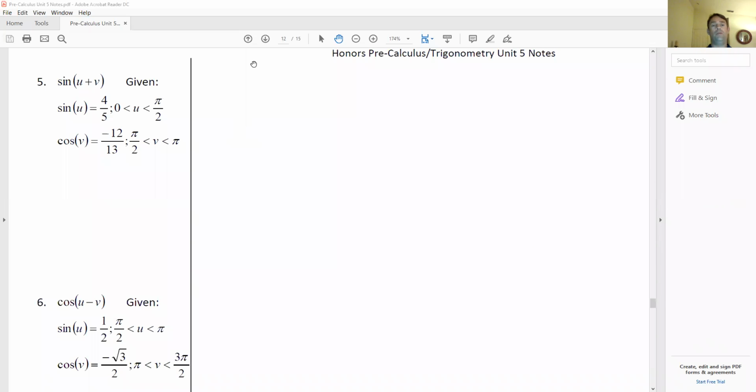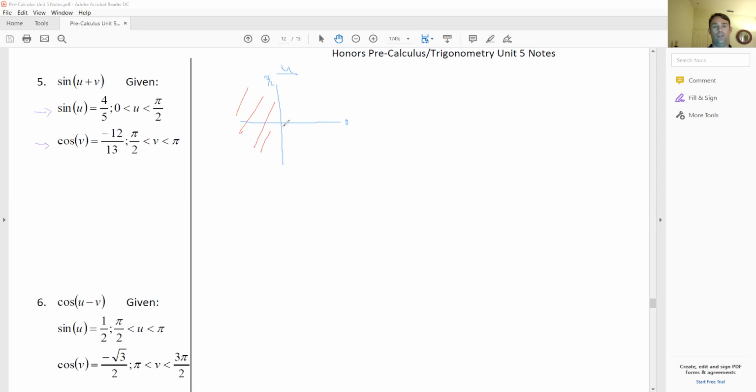And now let's play with maybe just some sort of applications of this here. So here's what I want you guys to do for this one. I want you to draw the triangles that would represent these two angles. So go and pause the video and draw the triangles, and let's see if we can't do this one. All right, so if I'm dealing with U, I'm told that U is somewhere between 0 and pi over 2.